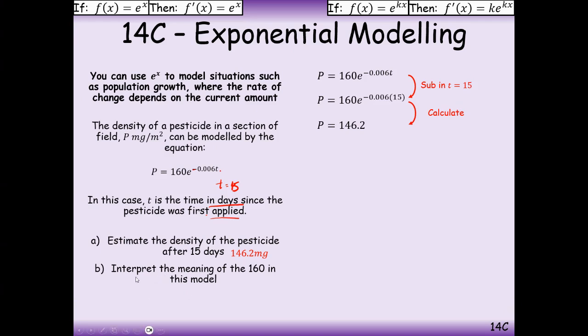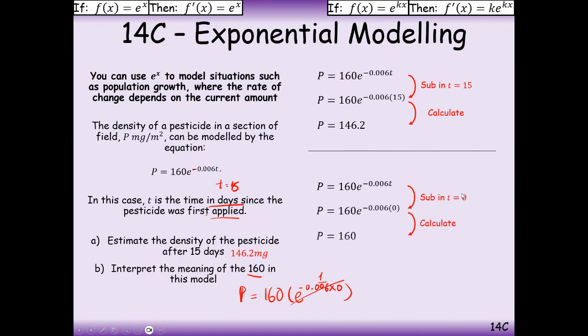Now, part B is saying interpret the meaning of 160 in this model. If you realize that p is 160 when t is 0, e to the power of negative 0.006 times 0 is still 1 here, and that's the initial value of the pesticide at the beginning of the time, the initial value of the pesticide in the model.